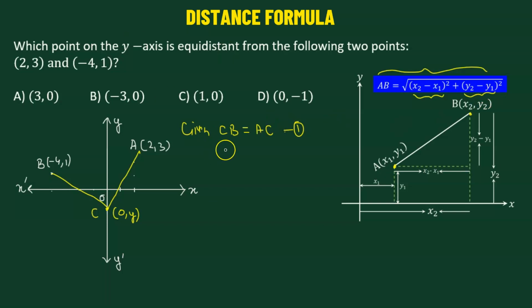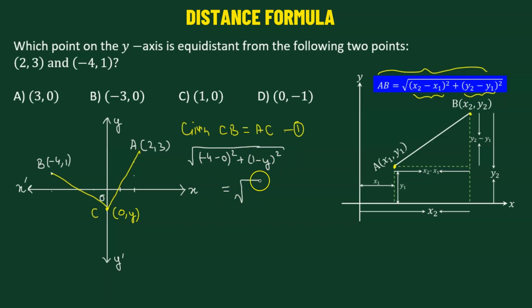Fine. So let's find out CB. So CB is going to be, underneath the square root we'll have to take the difference of the x coordinate. So we'll start with the x coordinate of B, so that's -4, and from here we're going to subtract the x coordinate of C, so that's 0. So we have -4 minus 0 squared. Add it to the difference of the y coordinate, so we'll start with the y coordinate of B, so that's 1, and from it we subtract the y coordinate of C, so that's simply y, so 1 minus y whole squared. This will be equal to AC.